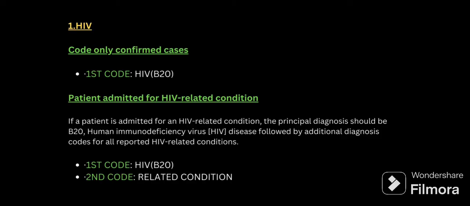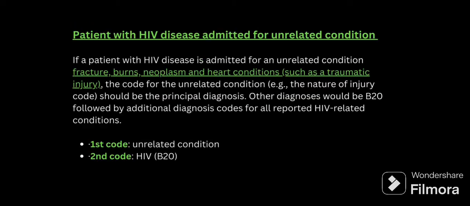Next one, patient admitted for HIV-related condition. HIV-related condition means what? Because of HIV, the patient has got some disease condition. So the primary code will be for HIV and the second code will be for the HIV-related condition. Next one, patient with HIV admitted for unrelated condition. Unrelated conditions are fracture, burns, neoplasm, heart conditions, etc. In this case, the unrelated condition should be the primary diagnosis and HIV should be the secondary diagnosis.